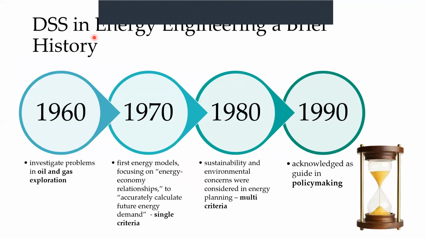How about DSS applied in energy engineering? Let me share a brief history. It was first used in the 1960s to investigate problems in oil and gas exploration. And in the 1970s, the first energy models, which focus on energy-economy relationships, were started. And during this time, they only used a single criterion in the decision in DSS.